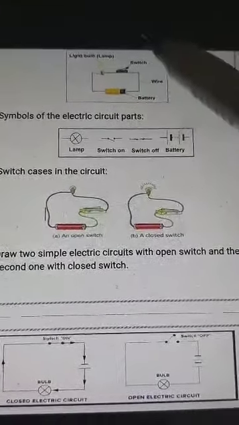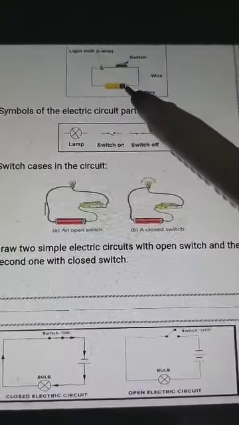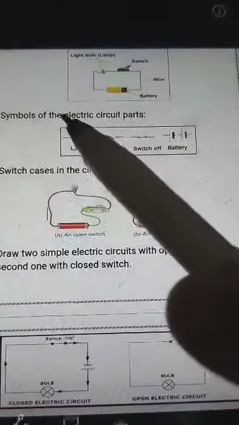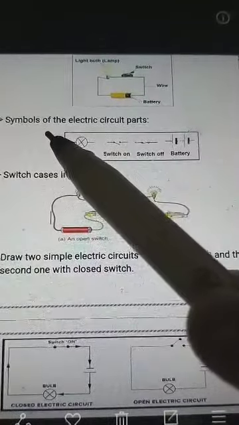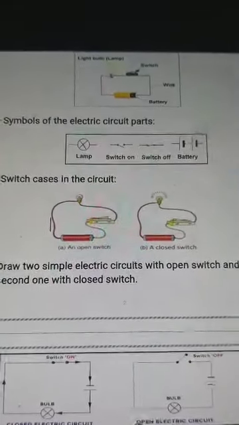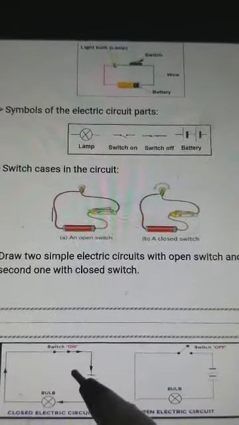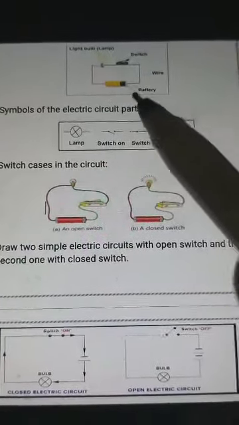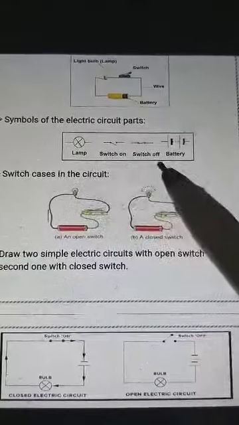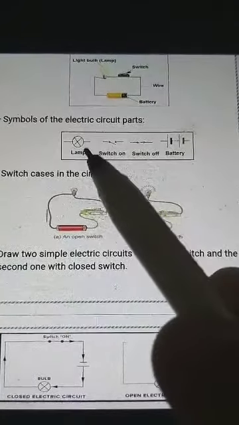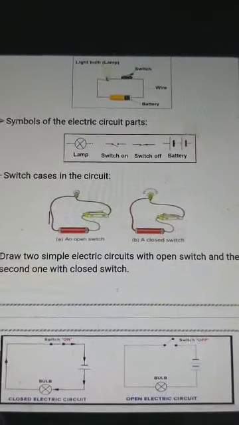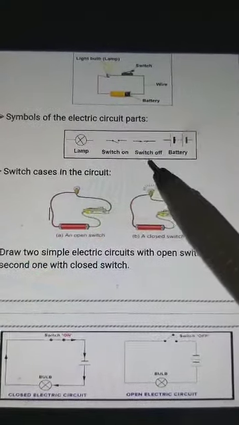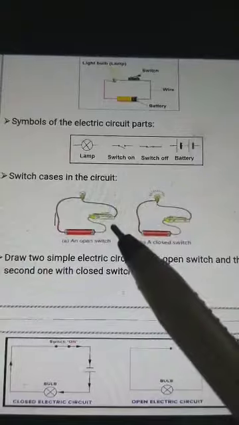Okay, now we will recognize the parts of the simple electric circuit again. This is light bulb and the switch, wire, battery. And here we have samples of the electric circuit parts. What is the meaning of samples? These things, we use them to draw electric circuit. When I ask you to draw simple electric circuits, we will not draw them like this. No, we will use samples of the electric circuit parts. So this is the sample of the lamp. If I draw this, so this is here the light bulb or the lamp. Here the switch on, switch off symbol, battery symbol.